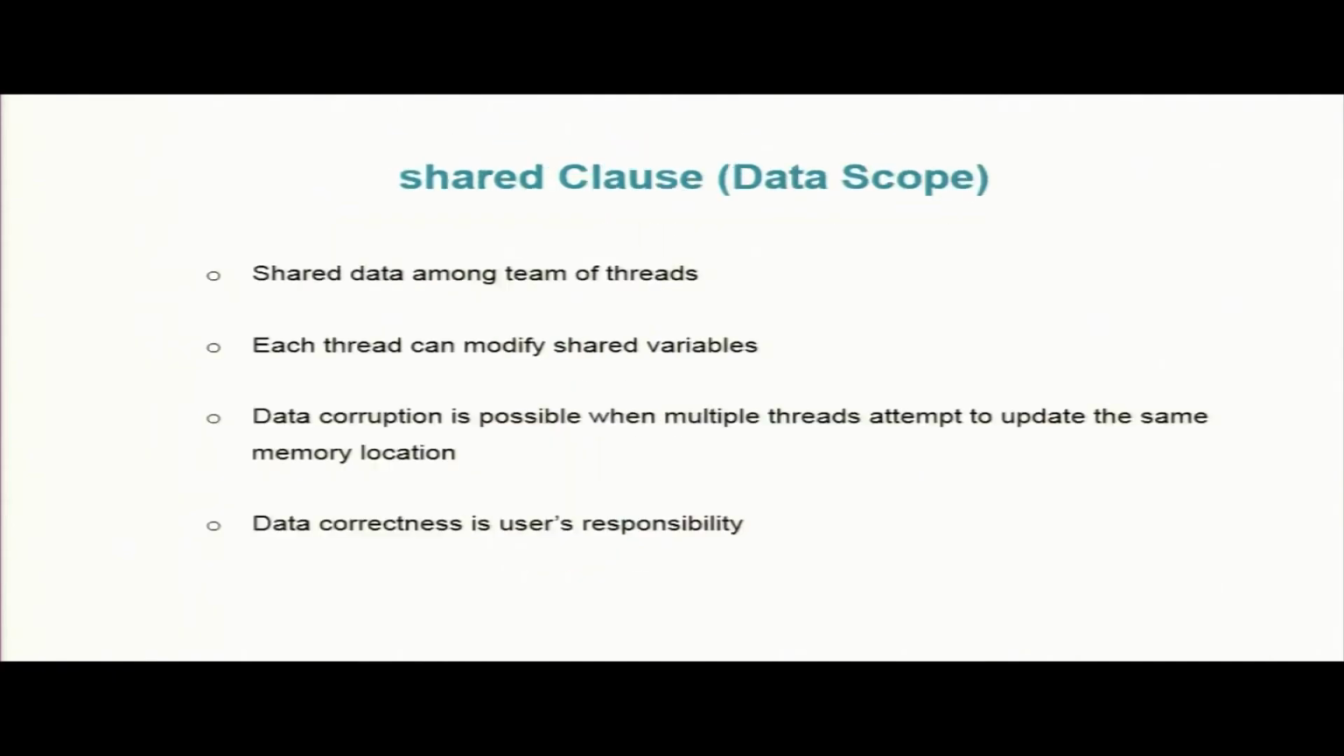So in shared, we have data shared among the team of threads. Each thread can modify any data, and because of this shared nature, corruption is possible. That means there can be a race condition, where two or more threads want to simultaneously update a shared variable. That can result in unintended output. So it is the user's responsibility to maintain correctness. The shared clause provides us the simplicity of programming, but it also poses the risk of unintended sharing of data.